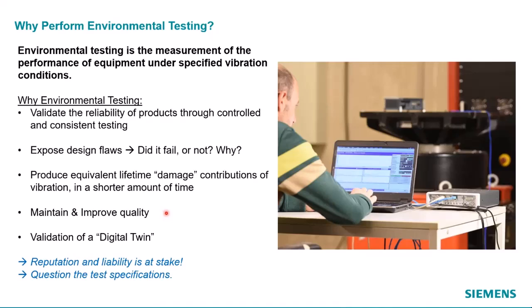And that can lead to some warranty issues, also some liability issues. So we want to maintain our reputation through good quality testing in the laboratory. Another outcome of environmental testing could be validation of a digital twin, where we have a computer model of a real prototype structure, and we can also use environmental testing to validate this so-called digital twin.